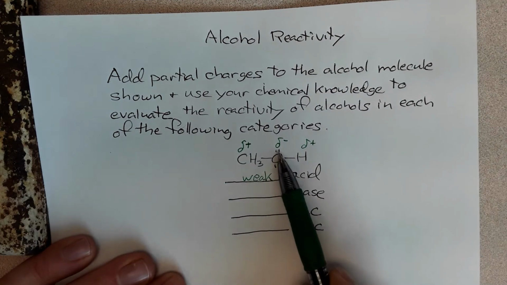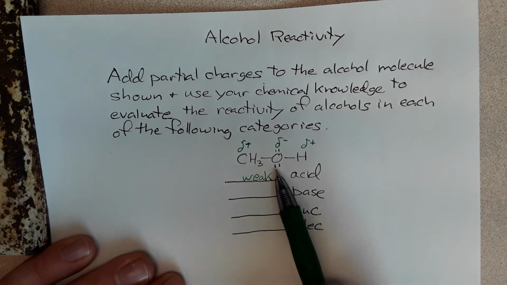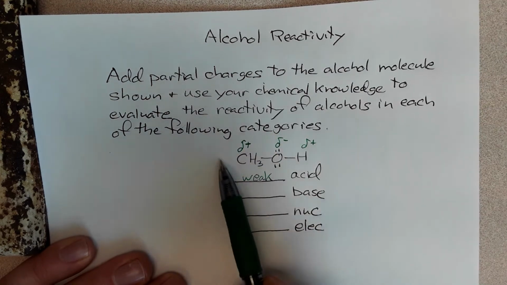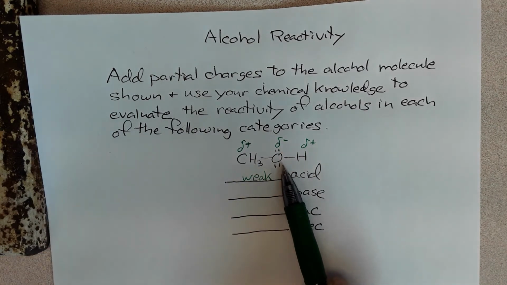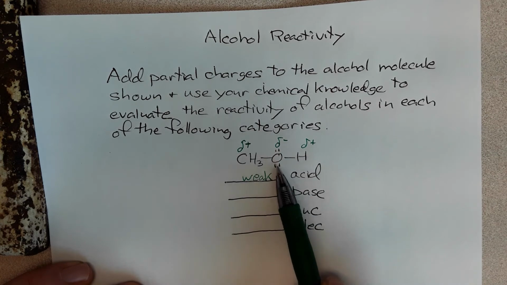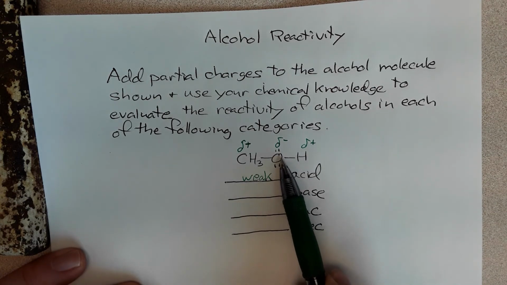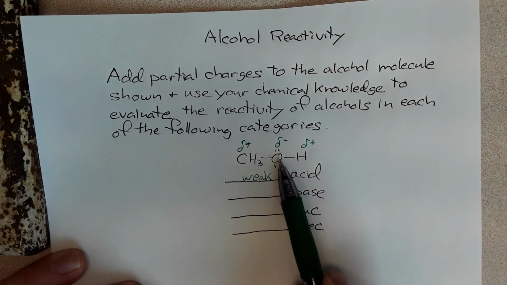It's got lone pairs on it, so it can act as a base. But what things are strong bases? Well, if it's going to be a strong base, it has to have a negative charge on it. And the net charge on this is 0, and so it doesn't have a negative charge, so it's certainly not going to be a strong base. Things that are strong bases have the atom with the lone pair on being a relatively small atom, and oxygen certainly is that, being in the second period on the periodic table.